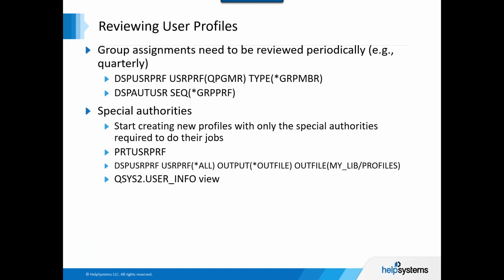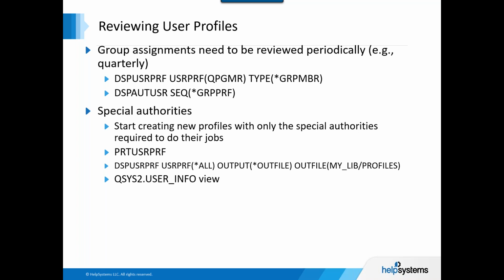So for special authorities, what I would encourage you to do is to have a template for each type of user profile, each role, where that template profile only has the special authorities that they need to do their job. And then review the special authorities again quarterly. So you can do that using the print user profile command. You can also do this using display user profile with the *alt1 file. That's probably how most people do it.